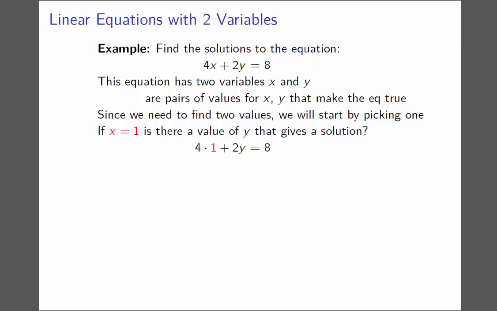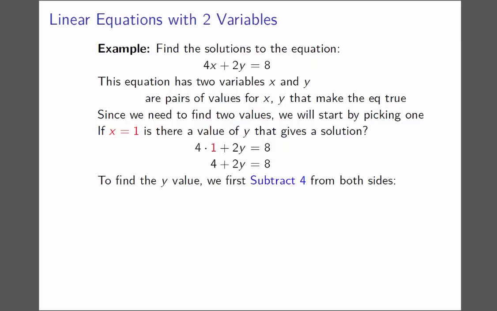Well, if x is 1, our equation becomes 4 times 1 plus 2y equals 8, which means that 4 plus 2y equals 8. To find the y value, we first subtract 4 from both sides, which gives us 4 plus 2y minus 4 equals 8 minus 4. On the left, since 4 minus 4 is 0, we just have 2y. And on the right, 8 minus 4 is 4. So we're left with the equation 2y equals 4.